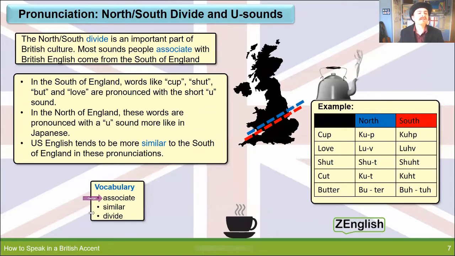When I use the word associate, that means basically has a relationship. If something is associated with something else, then it is usually connected to it. Similar means it's like it, nearly the same, but not quite the same. And a divide is a line that splits two things. When we talk about the North-South divide, we're talking about how the British English language is split.